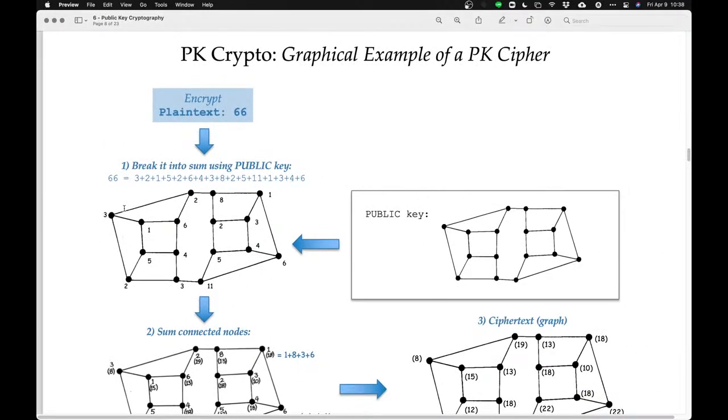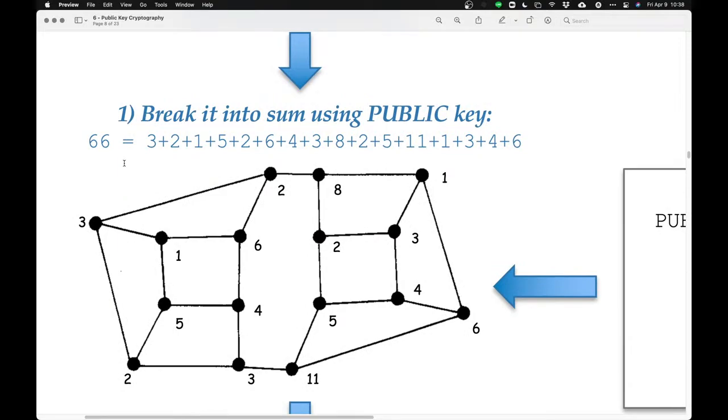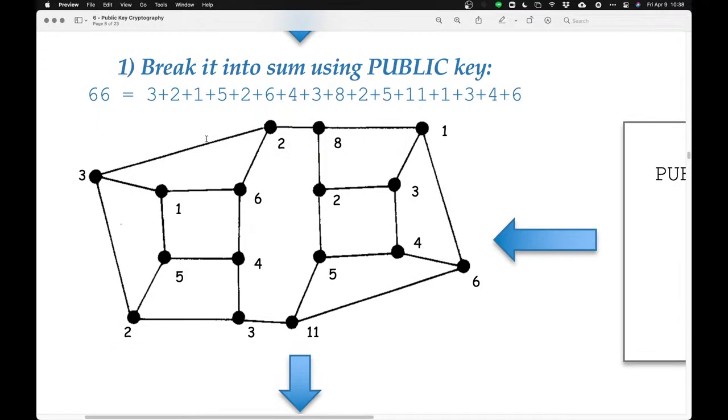Then you take 66 and break it into as many numbers as there are nodes on this graph, and put those numbers anywhere you want. So 66, I can break down into 3 plus 2 plus 1 plus and so on, and then put those numbers anywhere on the graph. It's not encrypted yet, because anybody could just add these numbers up and get 66 again.